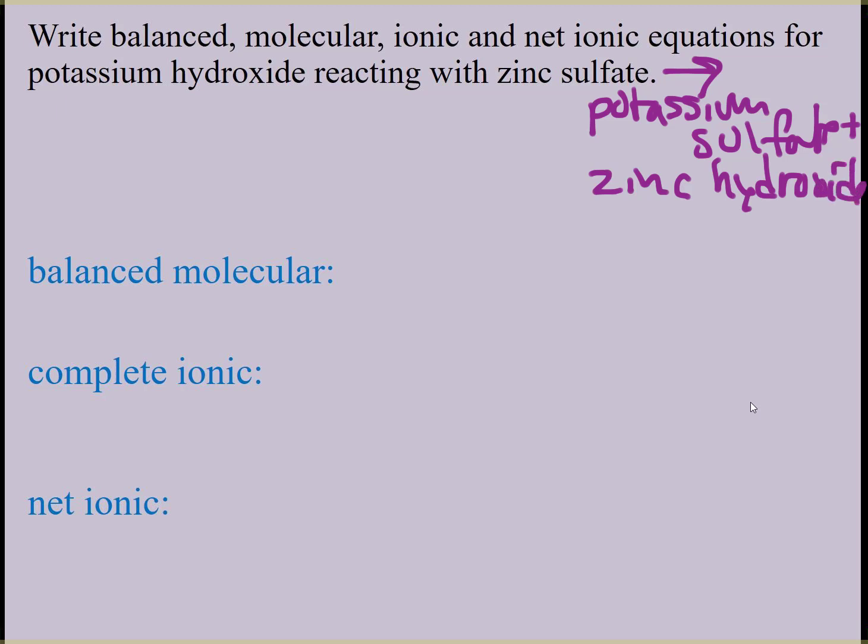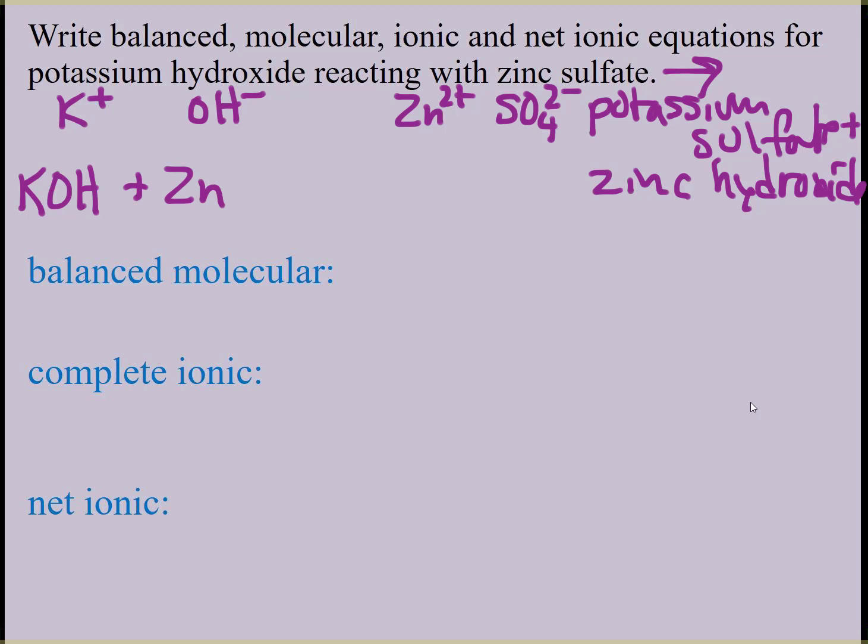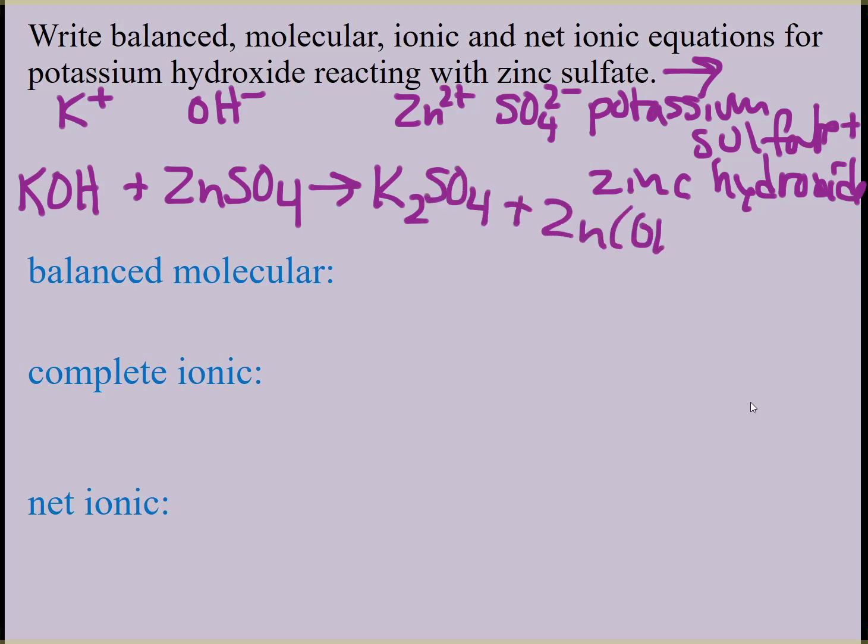So let's write out the formulas. Potassium is a +1, looking on the periodic table. Hydroxide is a -1. Zinc is a +2. And sulfate is SO4 2-. So let's go ahead and put these together. I have KOH, those just get put together. I have zinc sulfate and potassium sulfate. I'm going to need 2 of these to cancel out the sulfate, and for zinc, I'm going to need 2 of the hydroxide.